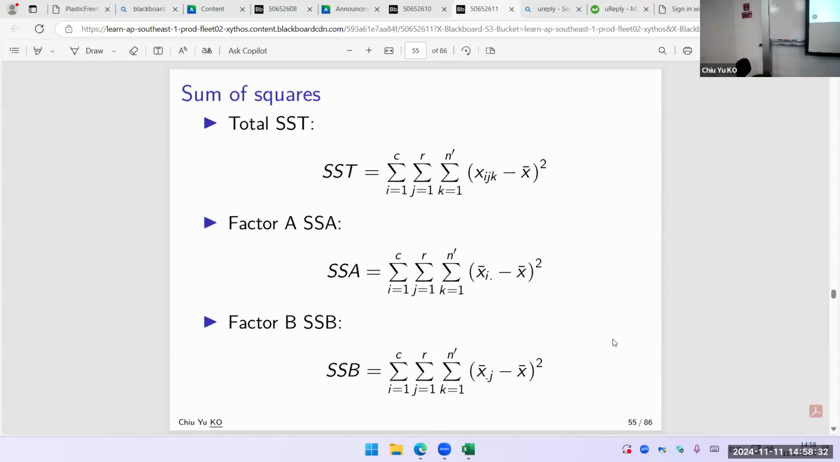It is the numerator when you calculate variance, right? You forget about grouping, add up all the observations minus the overall mean and square, right? Just how we calculate the numerator of variance. And SSA is the same, right? It's the same as our SSG, right? But now with 2 groups.